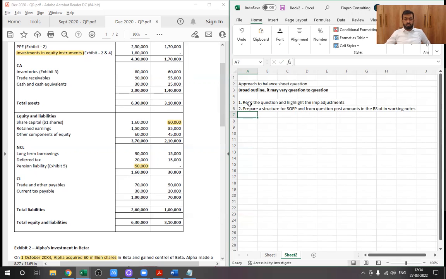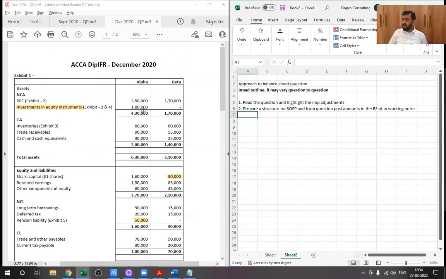Whatever the question is, we have this question in front of us. First of all, we will prepare a structure for the consolidated balance sheet. Prepare a structure for the consolidated SOFP. And now, as you have highlighted, post these amounts in a consolidated manner, either in the balance sheet face, for which you have prepared a structure, or to the working notes. So that would actually be the third part. Prepare this structure, then prepare working notes.